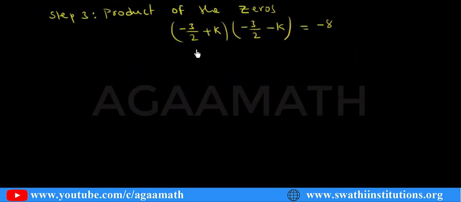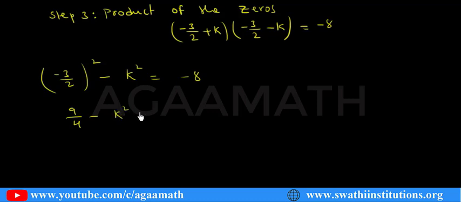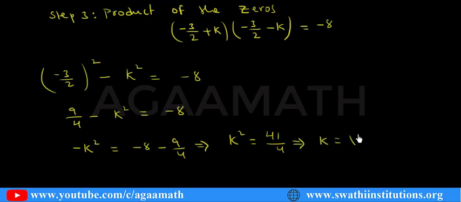Here we have minus 3 by 2 plus k and minus 3 by 2 minus k. It is in the form of a plus b times a minus b, so that is a squared minus b square, equal to minus 8. If you simplify more, this becomes 9 by 4 minus k square equal to minus 8. So minus k square equals minus 8 minus 9 by 4, and k square equals 41 by 4. Finally, k is equal to under root of 41 by 4.